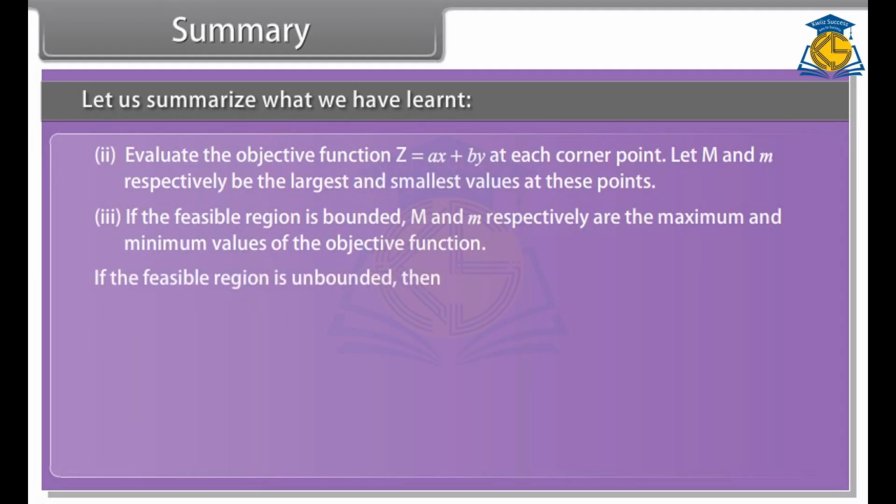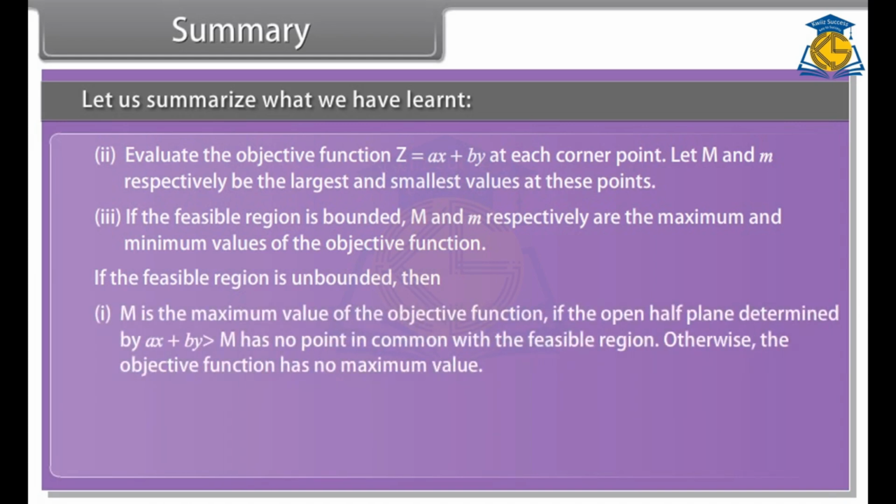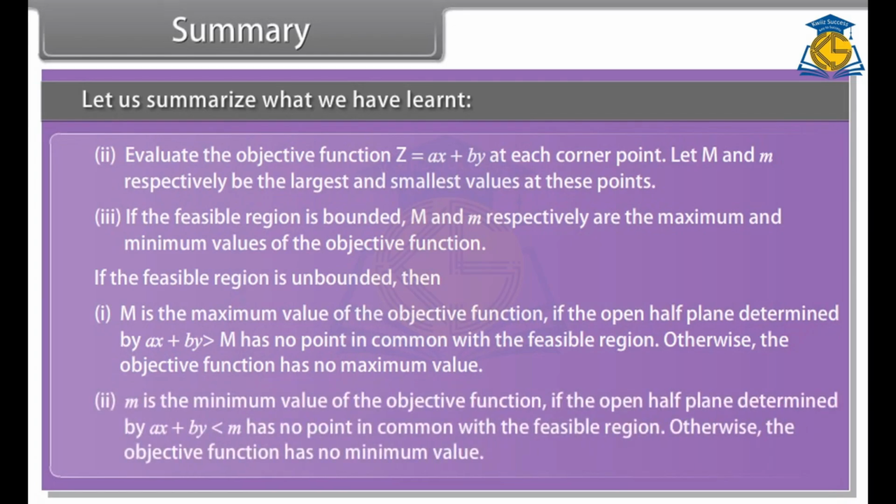If the feasible region is unbounded, then: 1. M is the maximum value of the objective function if the open half plane determined by ax + by > M has no point in common with the feasible region. Otherwise, the objective function has no maximum value. 2. m is the minimum value of the objective function if the open half plane determined by ax + by < m has no point in common with the feasible region. Otherwise, the objective function has no minimum value.